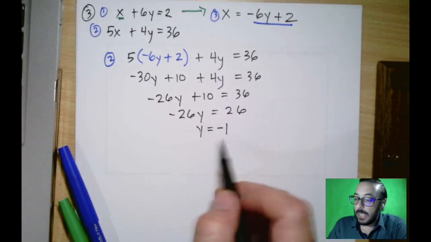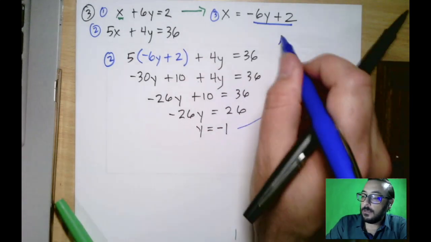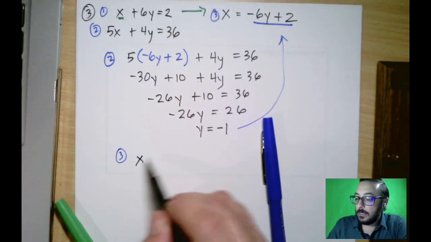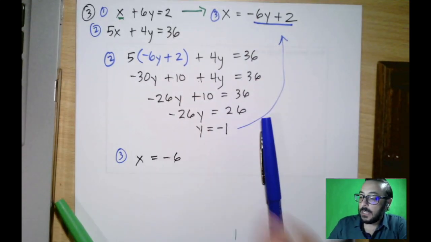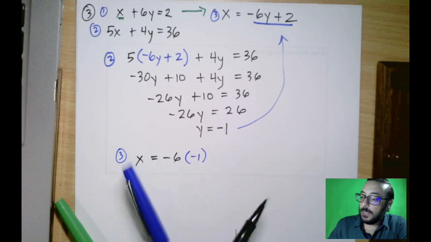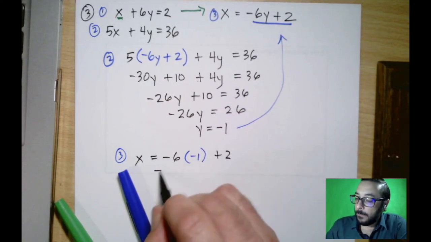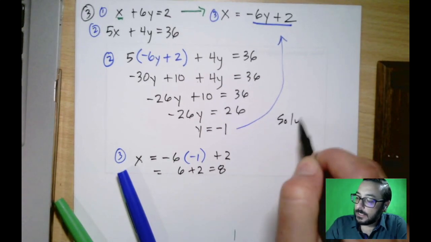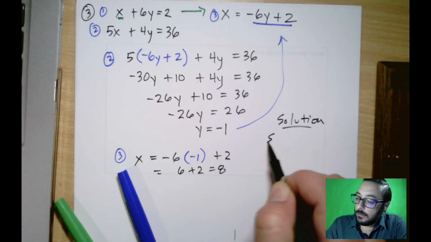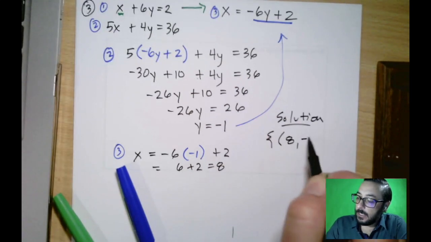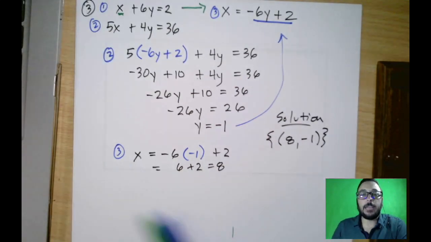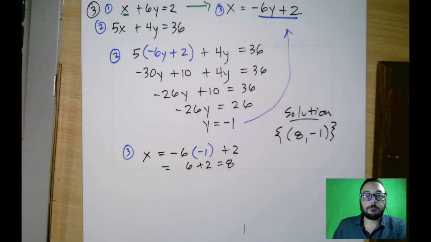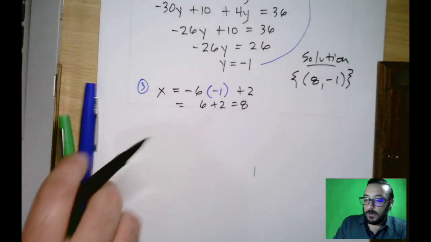So then we're going to take that and substitute it into this equation up here, again, because we've already solved for x, so make it easy on ourselves. It's negative 6 times negative 1 plus 2. Well, that's just 6 plus 2, which equals 8. So the solution set is 8, comma, negative 1. And again, do a quick check in both equations to make sure that's good. Okay? Alright, let's do one more, and then we'll be done.